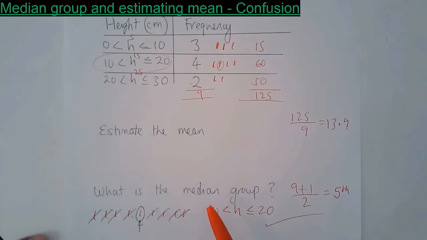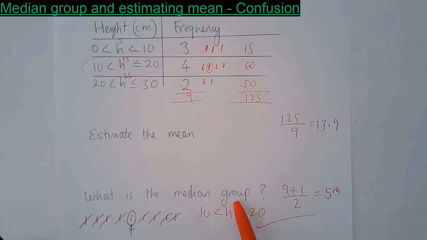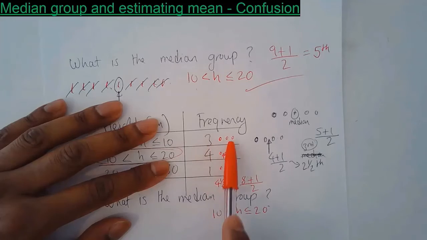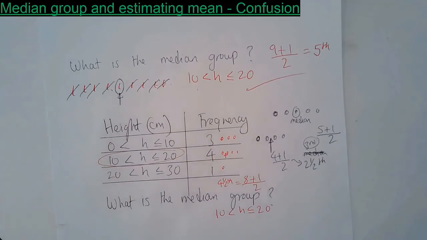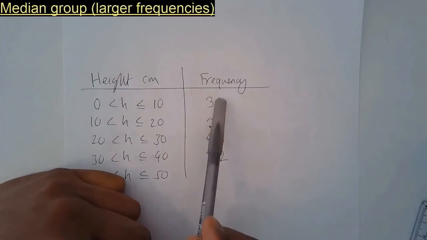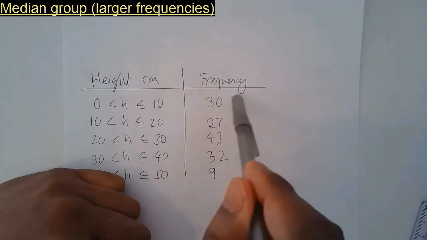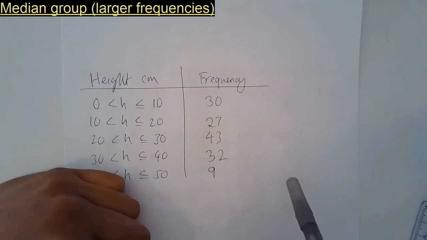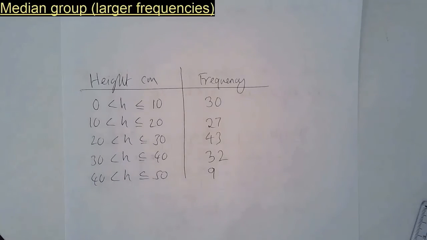And then for the median group, just remember this. Just use the dot, dot, dot method that I've just explained. If they ask you to find the median group now, I'm going to look at these frequencies, very big numbers, and you don't want to be doing loads and loads of dots, 30 dots here, 27 dots there, and so on, and then try to find the middle one.